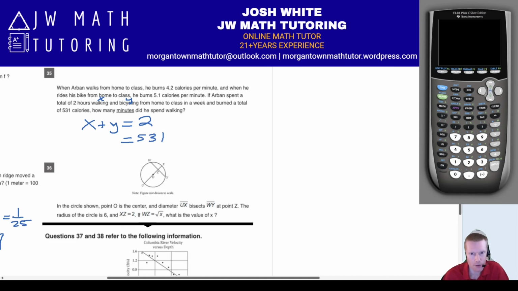And we also know that he burns 4.2 calories per minute walking. So that's going to be multiplied by x. And then 5.1 calories per minute bicycling. Except here's the problem. The question says how many minutes did he spend walking? So when I first set this up, I let my x and y be the number of hours. That's why it's equal to 2.